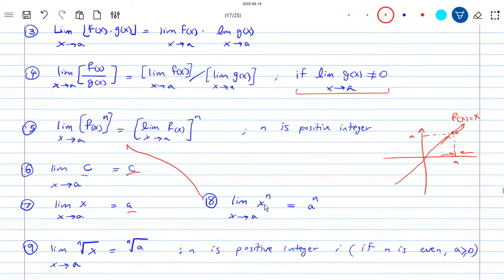Law 8 is a consequence of law 5. If you have a function x and raise it to the power n, you can raise the other side to the power n. It's the limit that you can first calculate, then raise to the power n.